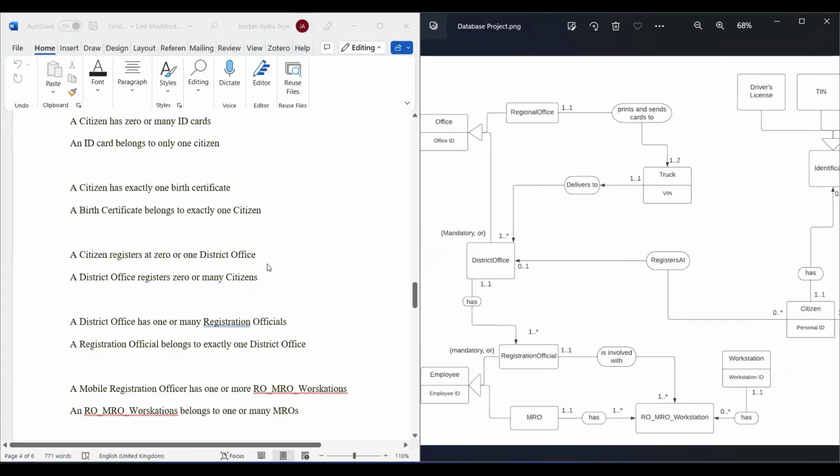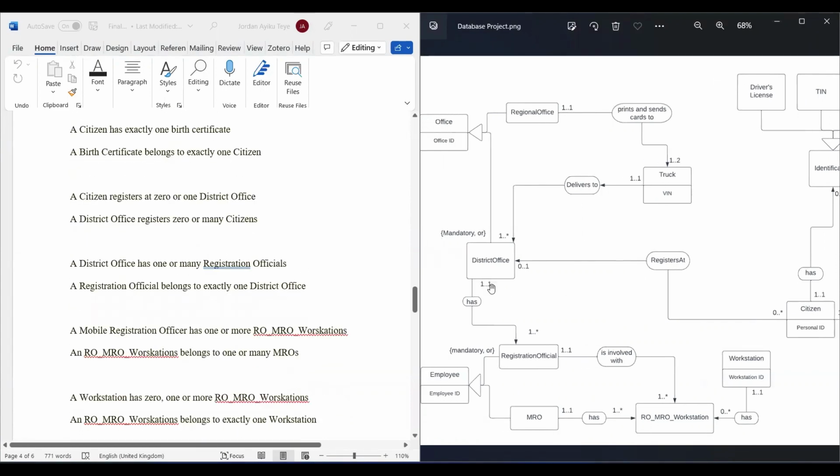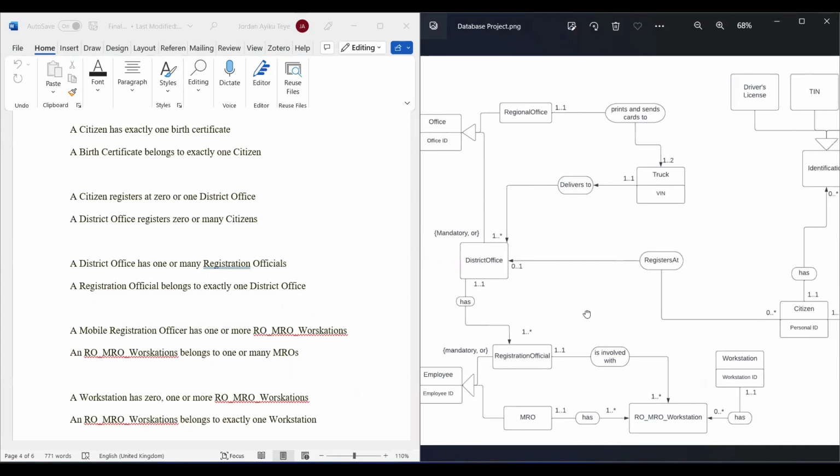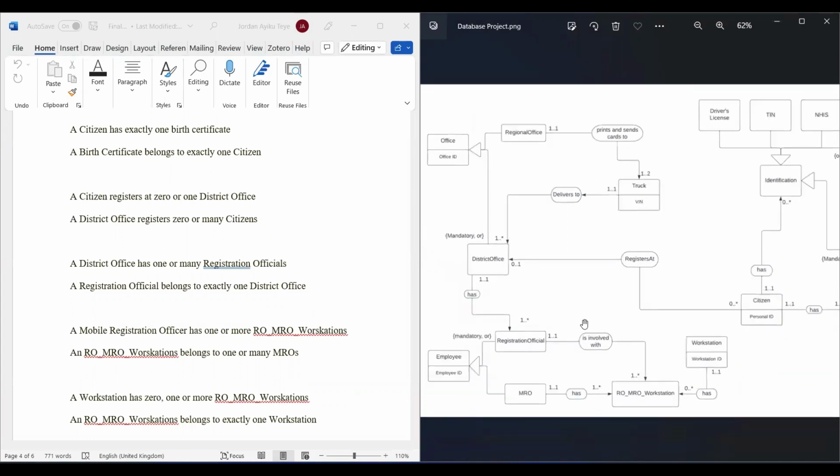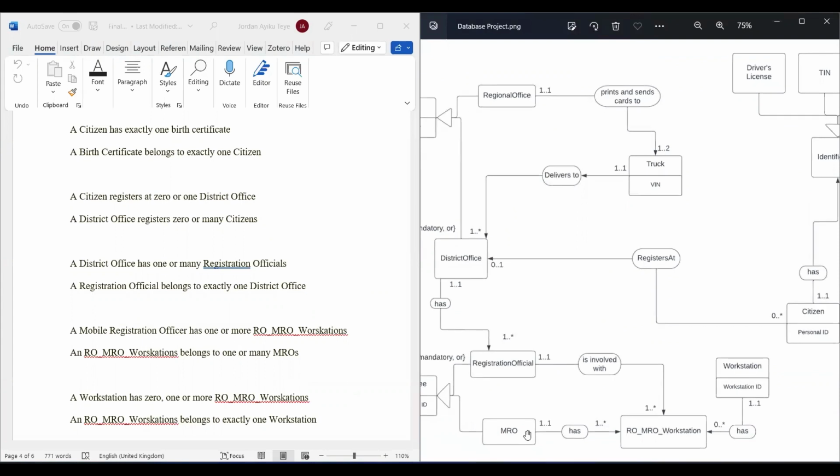And then a district office has one or many registration officials, and a registration official belongs to exactly one district office. So an RO can't work at multiple district offices. Then we have an MRO having one or many MRO workstations, but each one belongs to exactly one MRO.